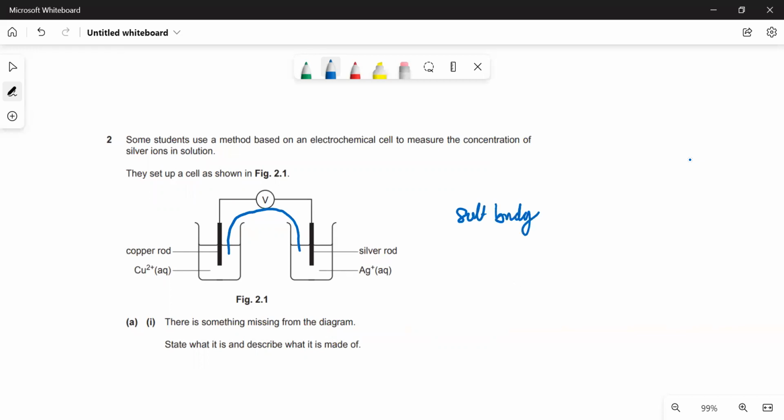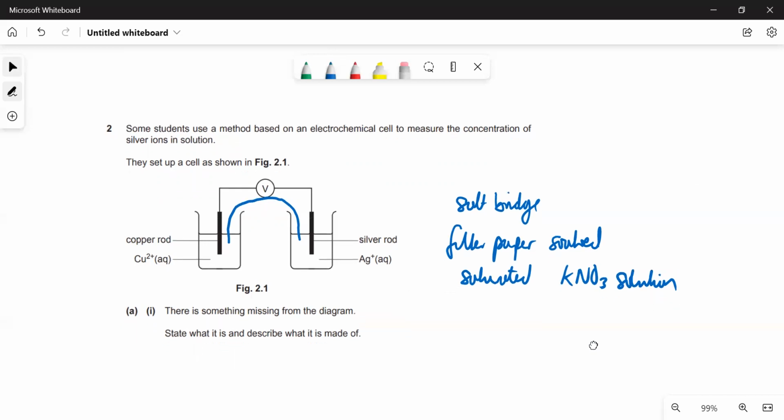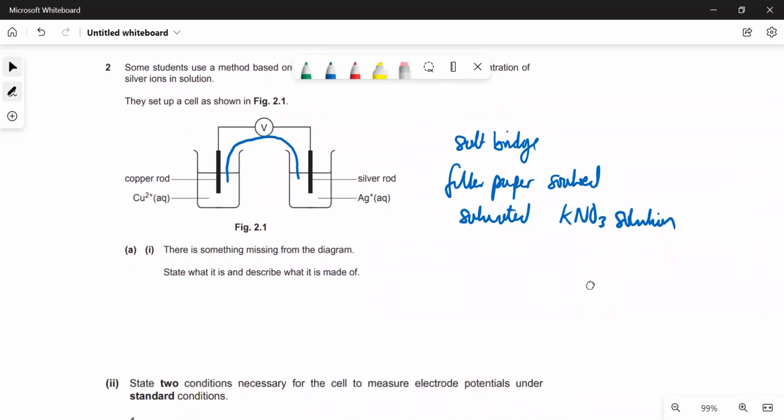Well, usually it's a piece of filter paper soaked in a saturated solution of really any ionic compound, but here it wouldn't be a good idea to use chloride or something because you've got silver ions there. So commonly potassium nitrate is used. That would be fine. 2 marks. That's all you need to say there.